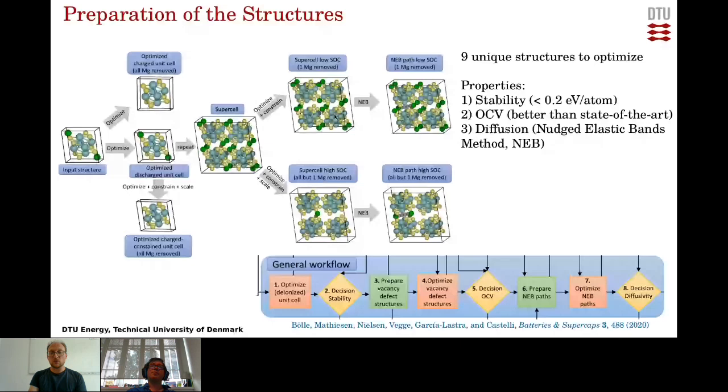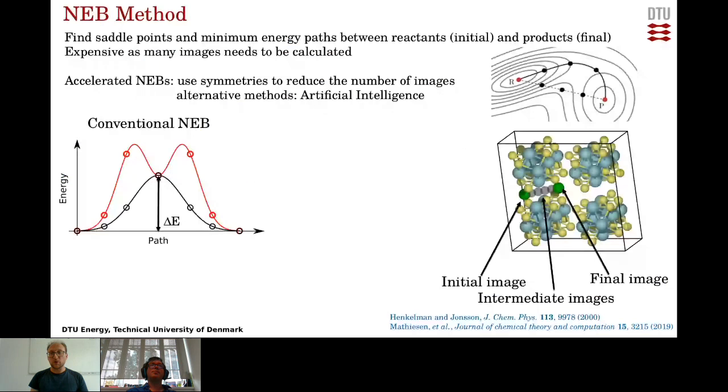So usually the nudged elastic band method is something that is used to find a saddle point and minimum energy path between reactants and products. It is actually a very expensive method because you need to calculate many images. You start with the initial line, the dashed line here between R and P, and then the calculations will find the lowest energy path, so the curved one here.